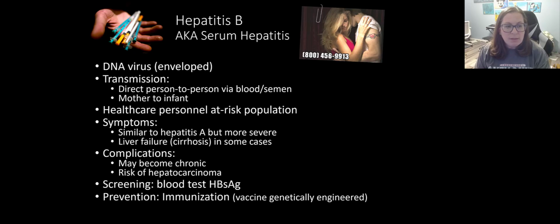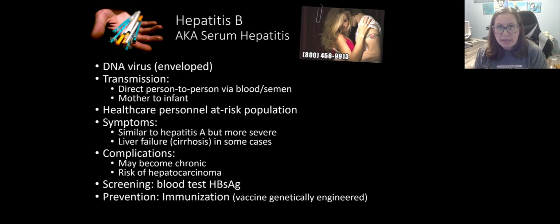We see symptoms are similar to hepatitis A, but they're more severe. The liver failure or cirrhosis is going to happen in a lot of the cases. And we see complications is it can become chronic, where it hangs around and it's not going to be kind of self-limiting like we saw with hepatitis A. We also see that it causes a risk of hepatocarcinoma, which is liver cancer, cancer of the liver.